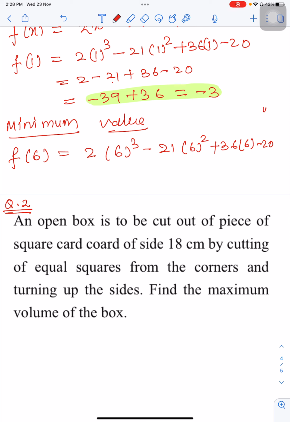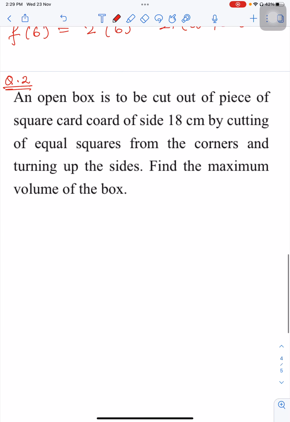4 marks. Let's see. An open box is to be cut out of a piece by a square card code of side 18 cm by cutting off equal squares from the corners and turning up the sides. Find the maximum volume of the box. तो अगर आपने बचपन में कभी भी बॉक्स बनाया है using card paper, so there is a what? Square.